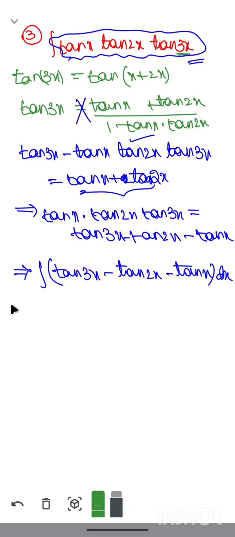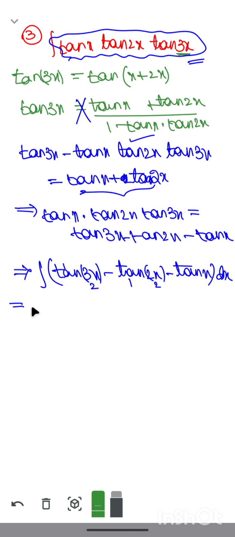What is integration of tan 3x? This is again a composite function. So the first function you will integrate, the second function you will differentiate, and the differentiated value you will write in the denominator. Here also the same thing. First function we will integrate, second function we will differentiate, and the differentiated value we should write in the denominator.